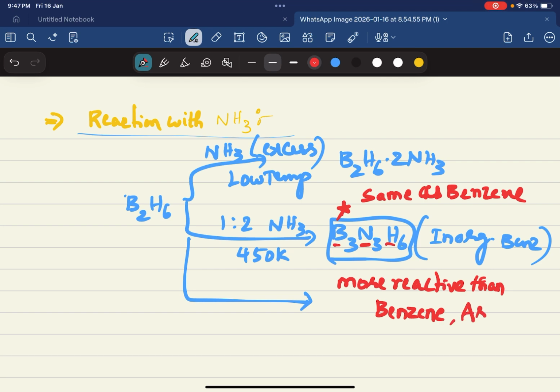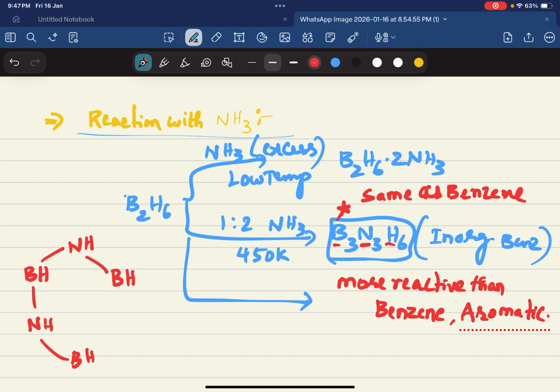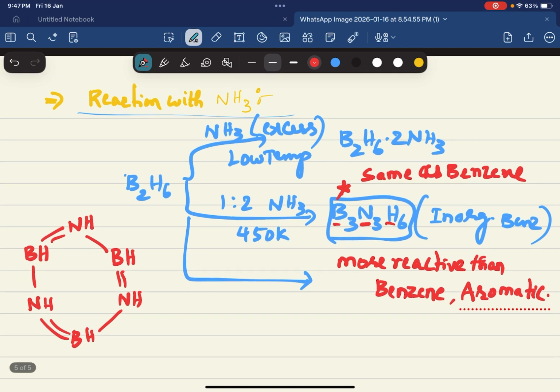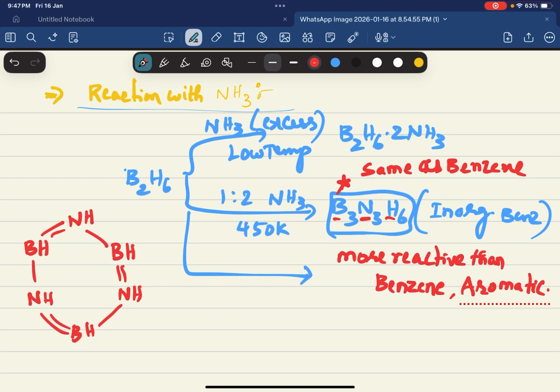And this is also aromatic, a very important point. It also has the same structure as benzene, BH, NH, BH, NH, like this. That's how the bond is formed. So alternate BH and NH bonds are present. These are the important points about inorganic benzene. This is also called borazine or borazole.